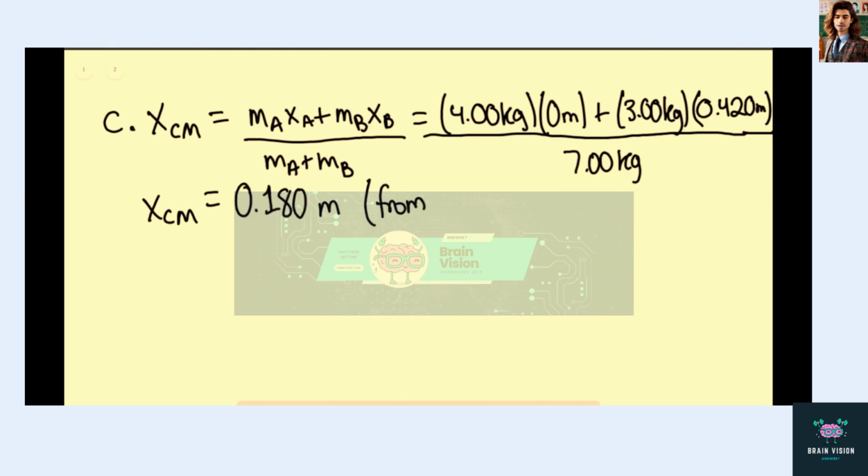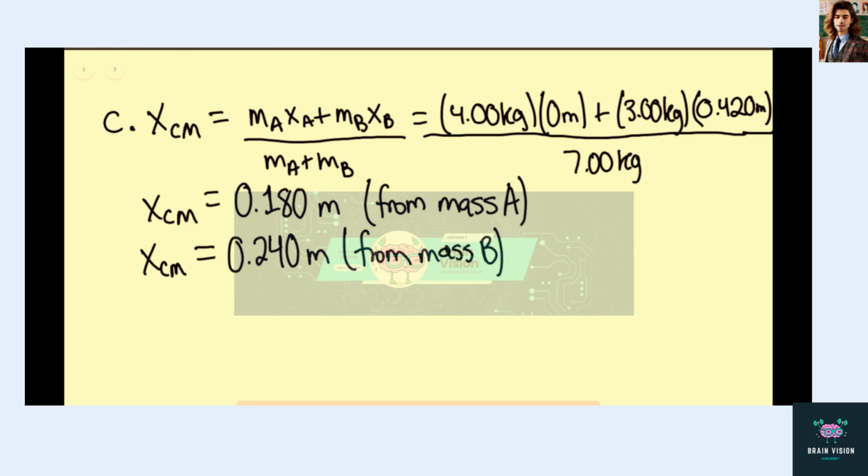However, this would be from mass A. So because the distance from mass A to the new axis of rotation is now 0.180 meters, the distance from mass B to the axis of rotation would simply be 0.240 meters from mass sub B, again given that m sub B is 0.420 meters from mass sub A.